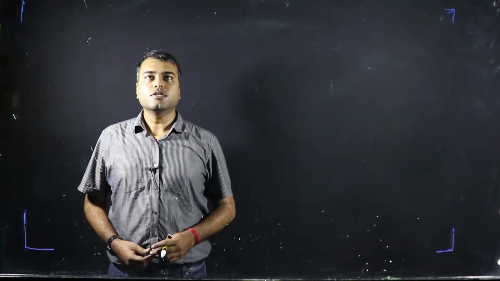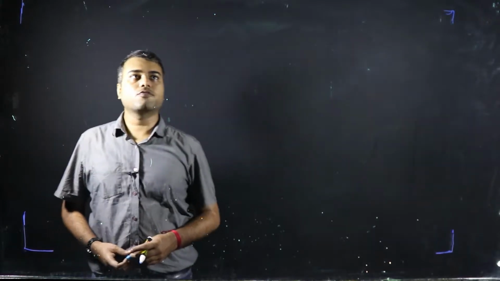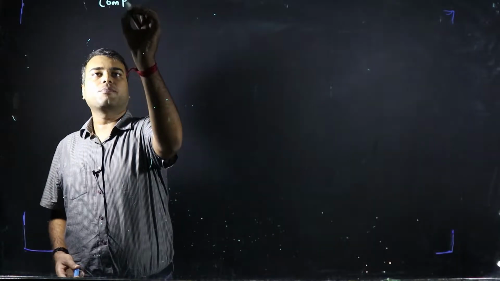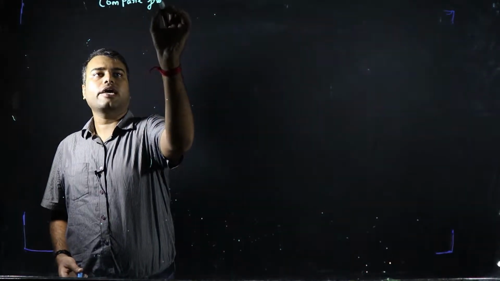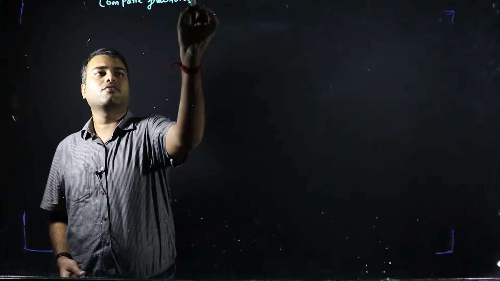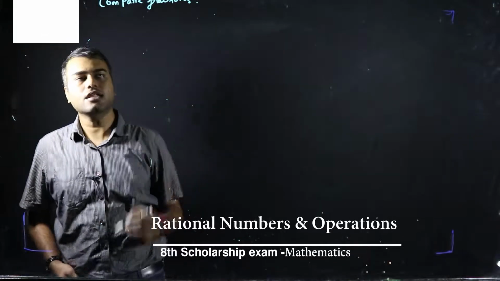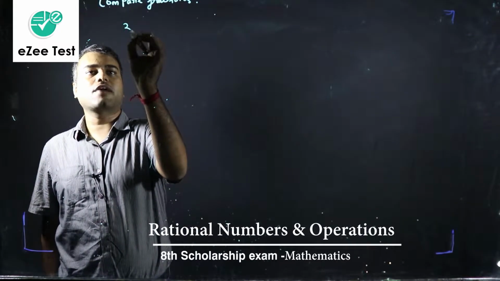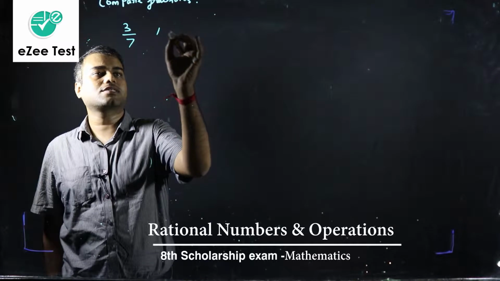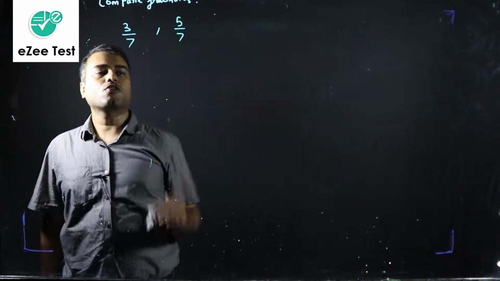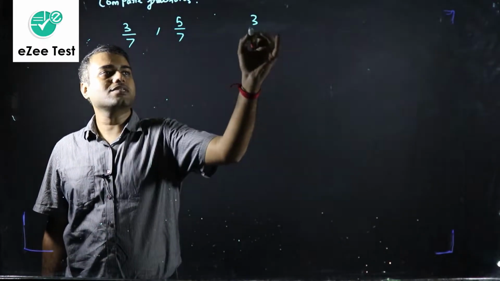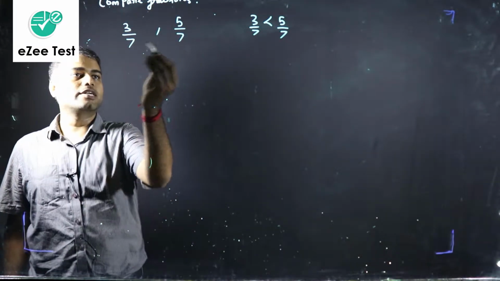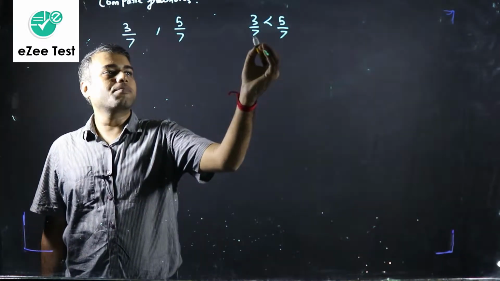Okay. So the next part which will be useful in this chapter and in doing questions is how to compare fractions. This also I believe all of you have done in your previous classes, but still we will quickly revise it. Suppose fractions have the same denominator, let's say 3 by 7 and 5 by 7. All of you can easily tell me that 3 by 7 is less than 5 by 7, right? So if the denominator is same, we can easily compare the fractions.